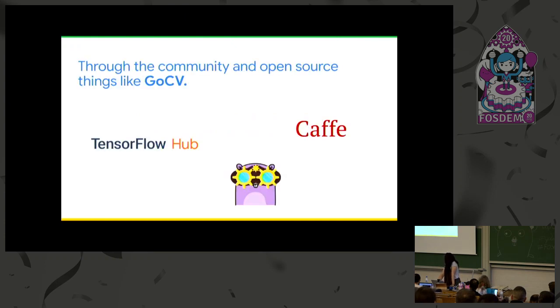The other way is through the community and open source things like GoCV. We can use the things other people have just built before. Like TensorFlow Hub, it's a source, Caffe is another source, and GoCV. TensorFlow Hub is an open library. You can imagine a lot of Lego blocks, and those pieces are trained models. You can just download them and use them, and then you can do what I did: minimal modifications in the PB files and the text files, like fine tuning.